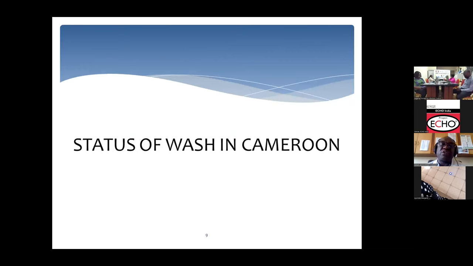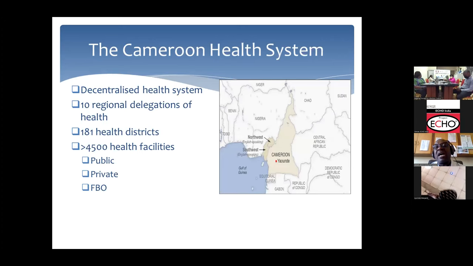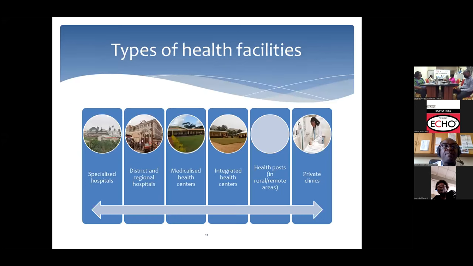Now, in the next series of slides, we'll be looking at the results of a survey that we did in Cameroon in 2020 and in 2021. The first thing is the Cameroon health system actually is a decentralized health system with about 10 regional delegations, about 181 health districts, and over 4,500 health facilities, which are public, private, and faith-based facilities.